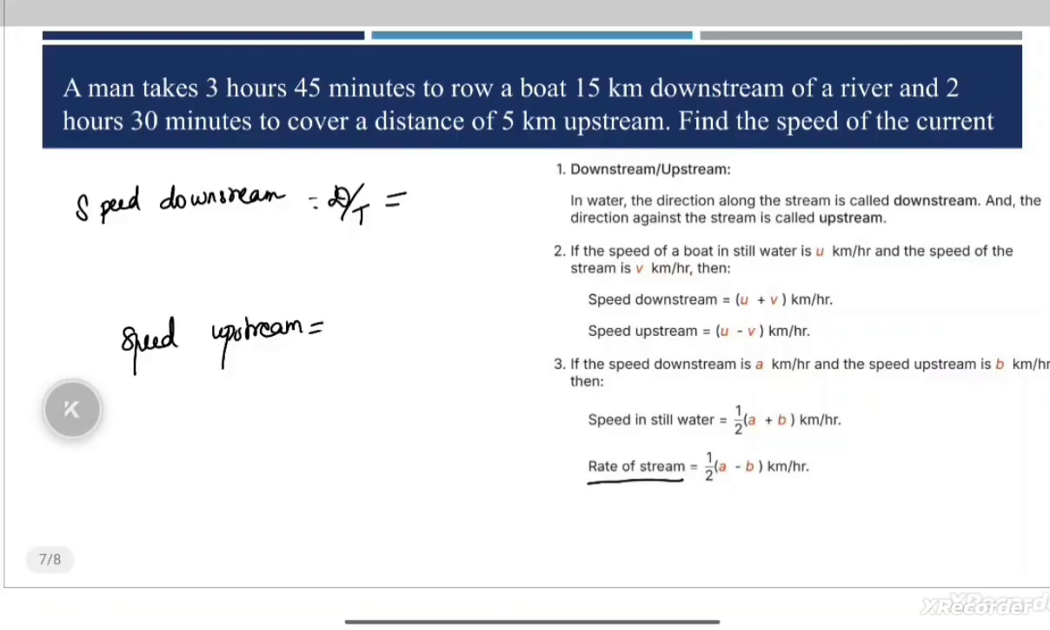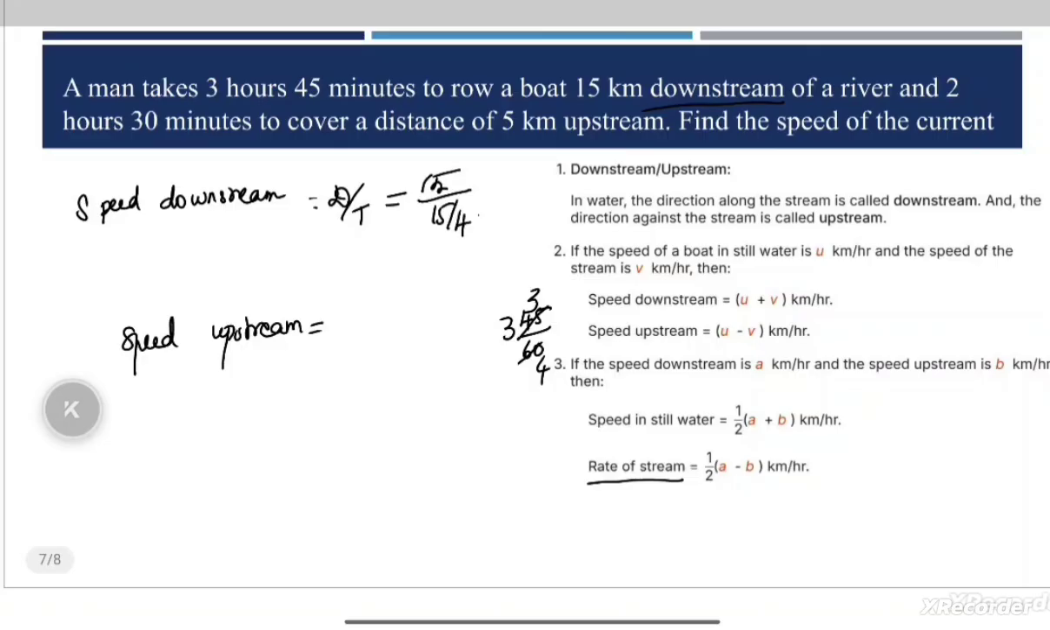For downstream, the time is 3 hours 45 minutes. You can write 3 hours 45 minutes as 15 by 4. So speed downstream is distance by time. The distance he travels downstream is 15 kilometers, and the time taken, when you simplify, is 15 by 4.